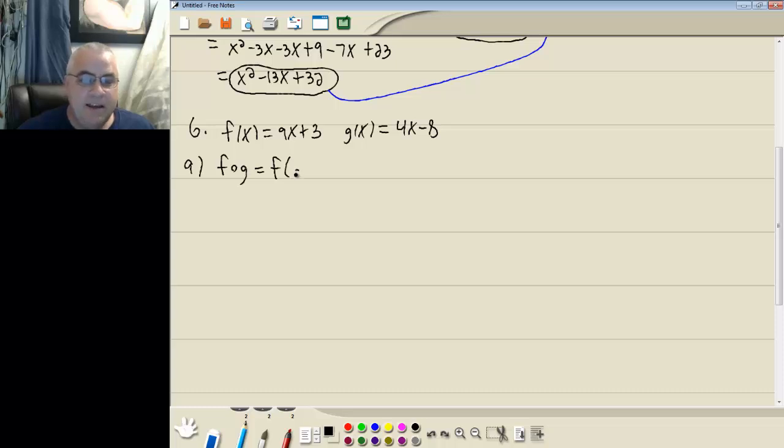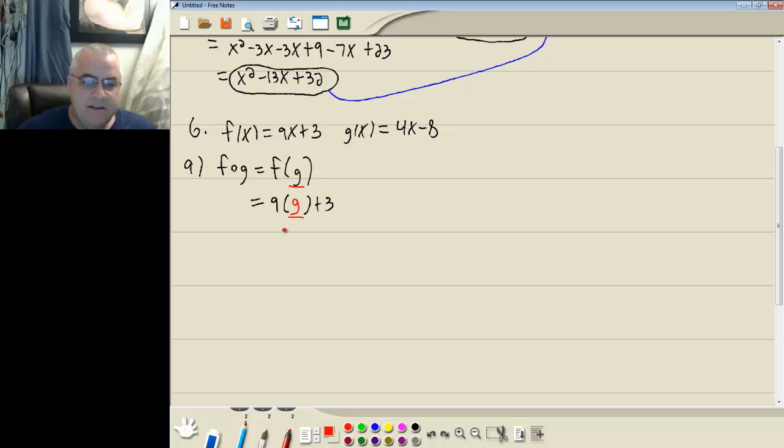Now this is just evaluating a function, so we want to take our f of x, and wherever we have an x, we'll put in parentheses. Everything else remains the same. And again, evaluating functions is always the same. Whatever's inside parentheses right here is always what you put in right here. So put g in there.